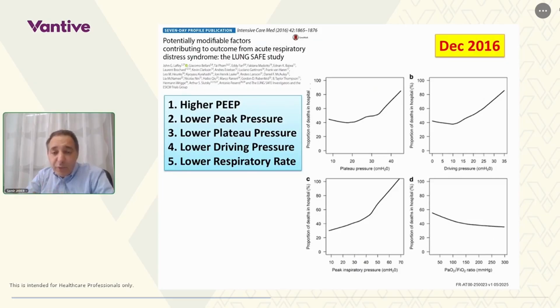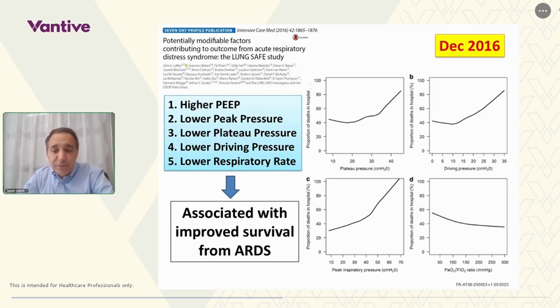Then, if you want to summarize the main message of this ancillary study of the LUNG SAFE study: the higher the PEEP, the higher the peak pressure, the higher the plateau pressure, the higher the driving pressure, the higher the respiratory rate, the lower the pH, not good. All of these parameters are modifiable, and you can change them to improve the outcome of the patients.